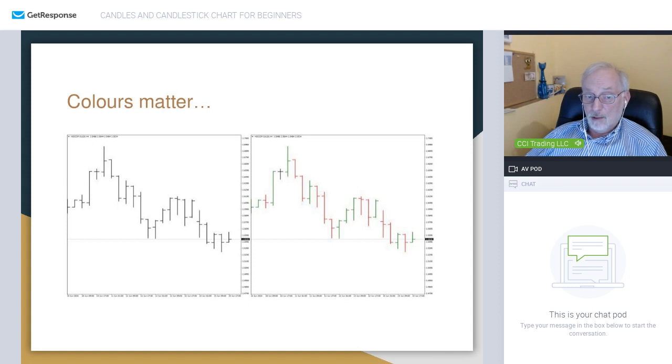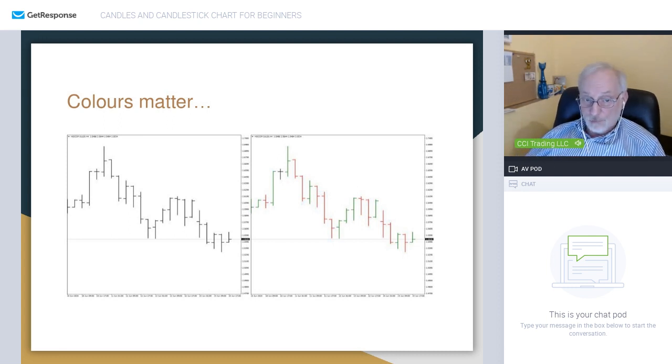So it means that it was a bullish candle. A bullish candle means that the price during that period shown by this bar went higher than it started. Okay, let's say that it's a 1 hour chart.